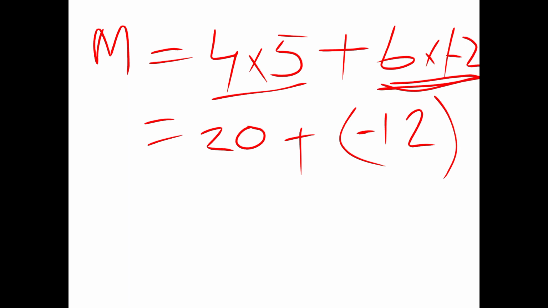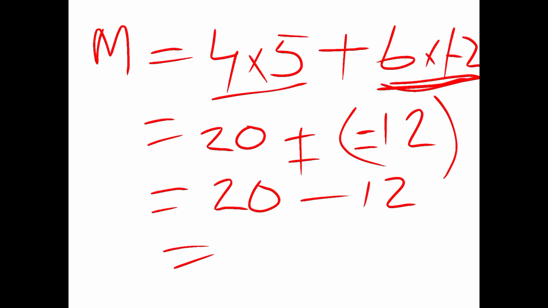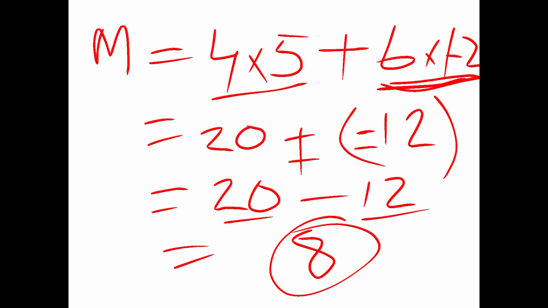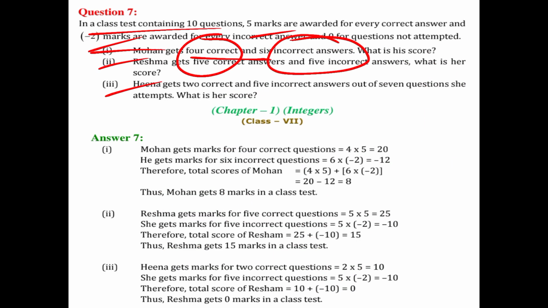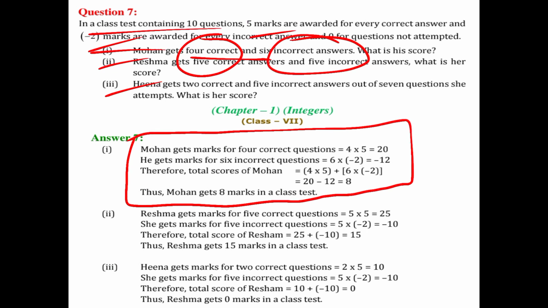Since these integers in multiplication carry different signs, then 20 is plus, 12 is minus, signs are different, so it will be negative here, minus 12. So Mohan's final score will be 20 minus 12, that is equal to 8. So Mohan's final score will be 8. You can see here, thus Mohan's final score is 8.